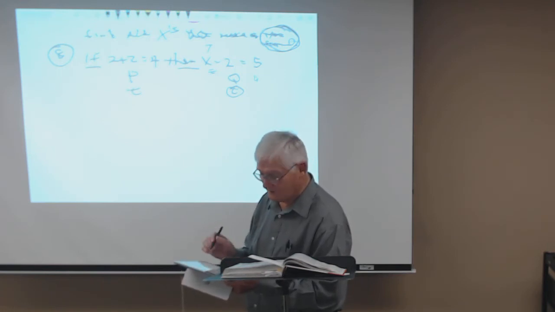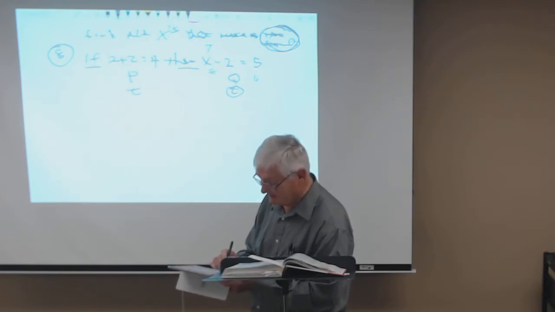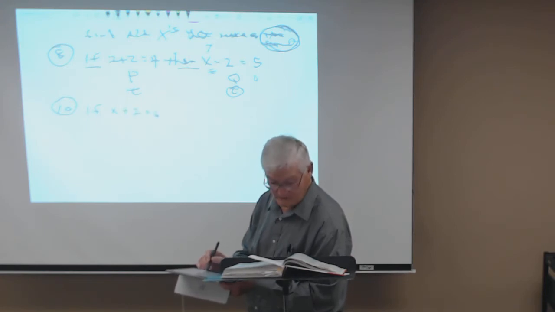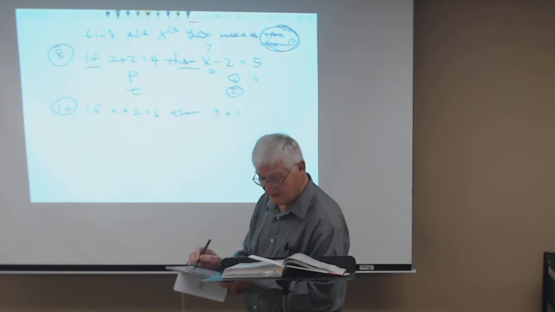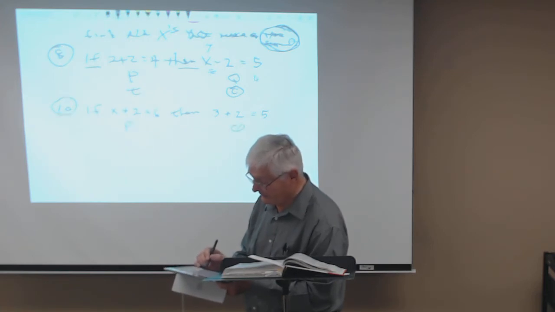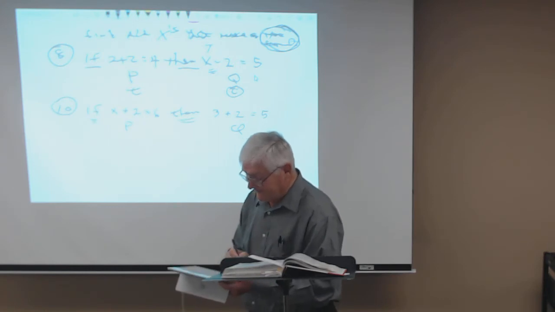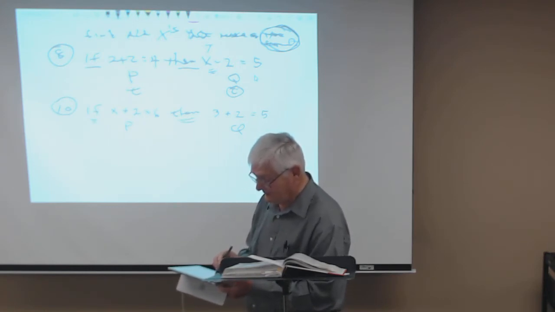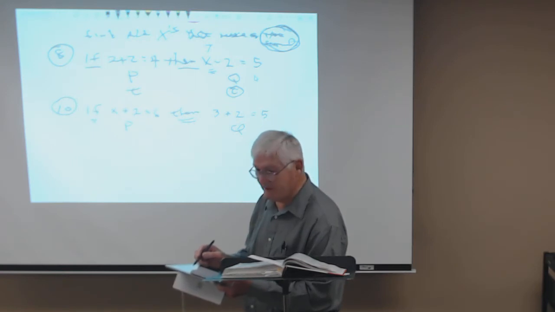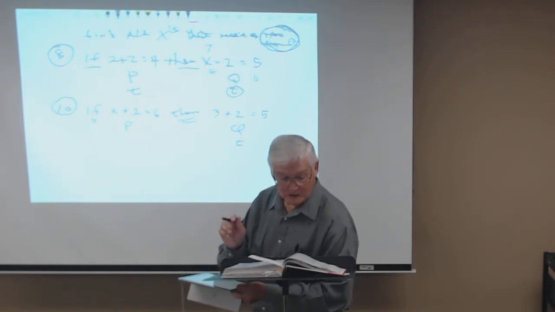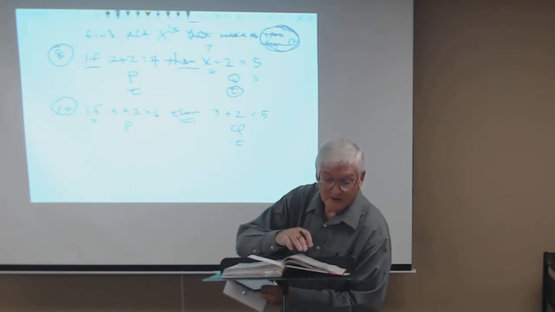Everybody follow that? Let's do number 10. If x plus 2 equals 6, then 3 plus 2 equals 5. So here's P, here's Q, and it's an if-then statement. Well, is P true or false? Depends on what I put in place of x, right? Is 3 plus 2 equal 5? So that's true. Now, look at your chart back on page 132.